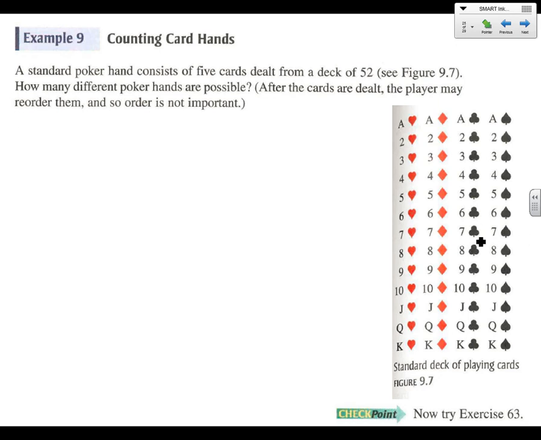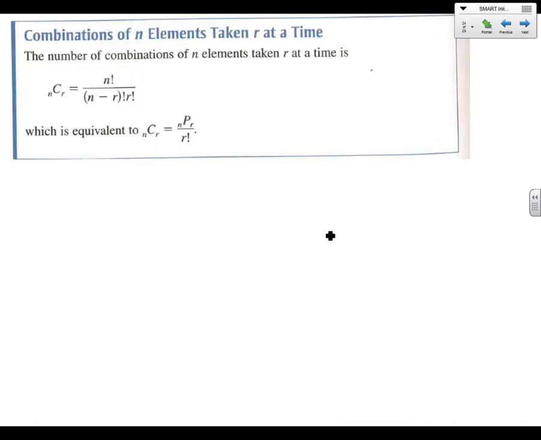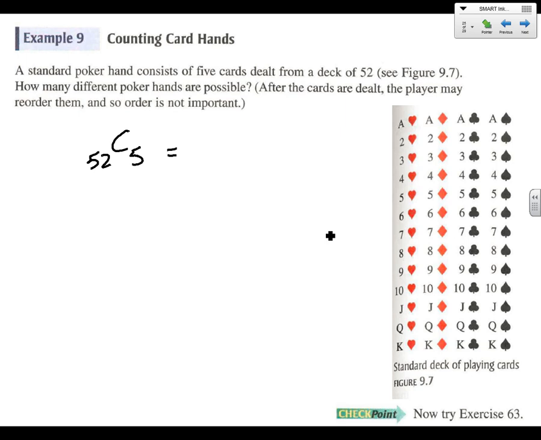All right, so a standard poker hand consists of 5 cards dealt from a deck of 52, and if you've never seen a deck, I don't know how that's possible at this point, but there's all the cards. How many different poker hands are possible? After the cards are dealt, the player may reorder them, so order is not important. All right, so let's go back to our formula. We're picking from 52, 5 different cards.